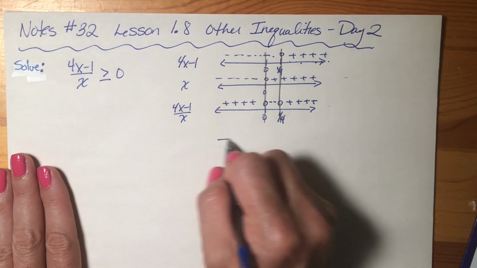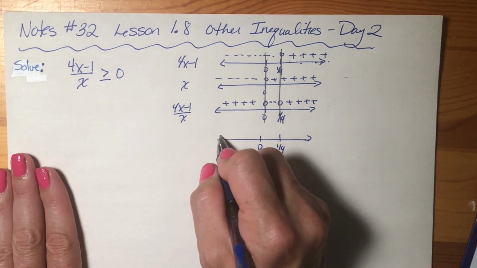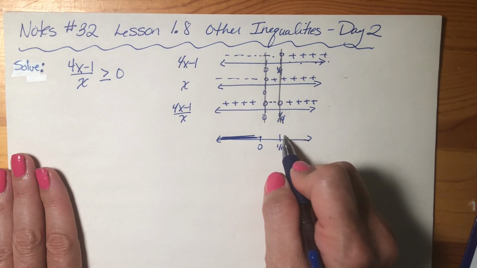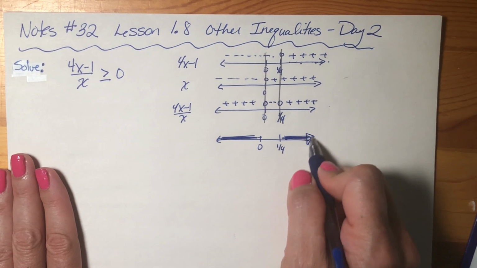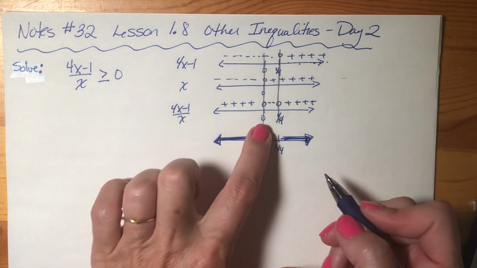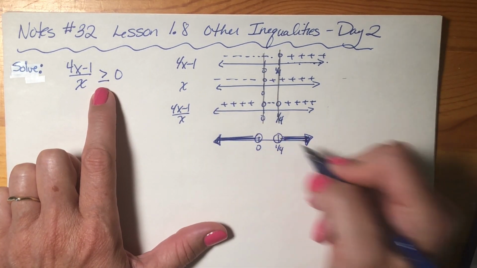So my job now is to just draw my graph. I have 0 and 1/4. I know that I want the positive sections of the graph, so that's going to be right here and right here. So I shade that in. Show that to my reader. Now I've got to think about my zeros. It says it's or equal to, so right away I'm ready to shade in those circles.